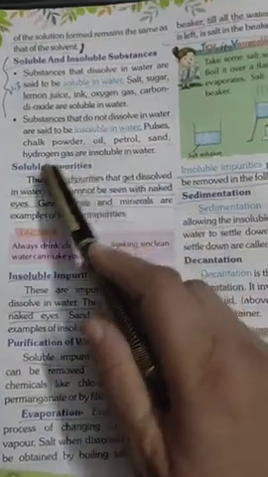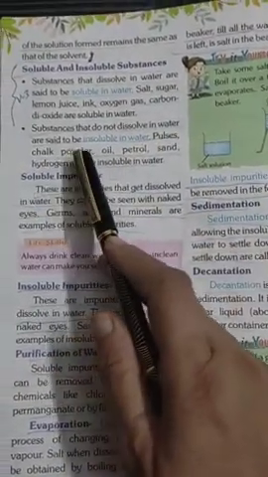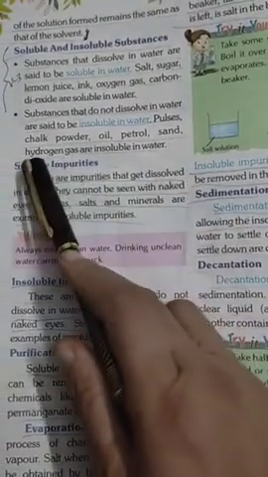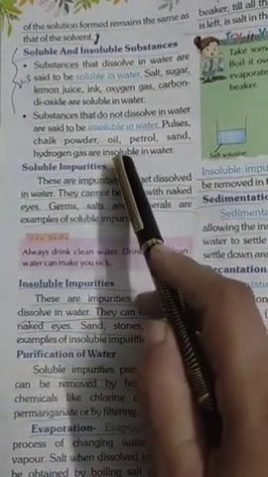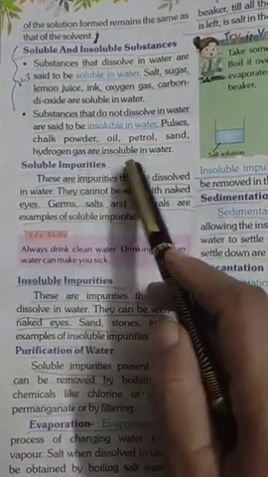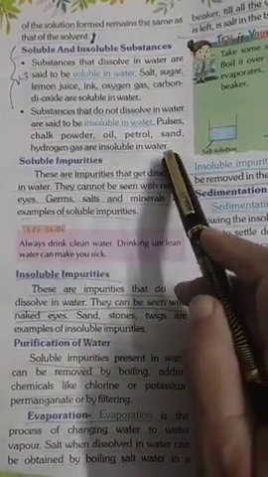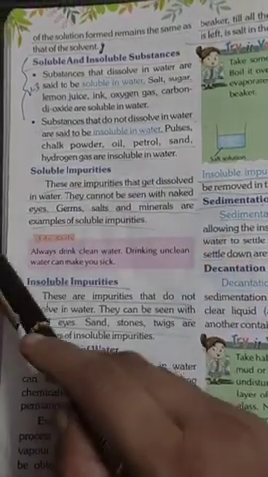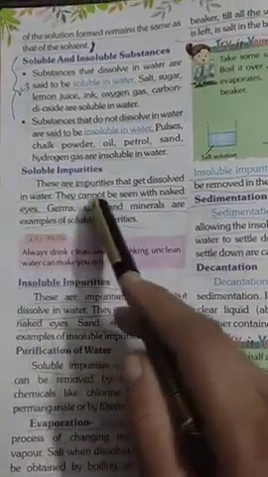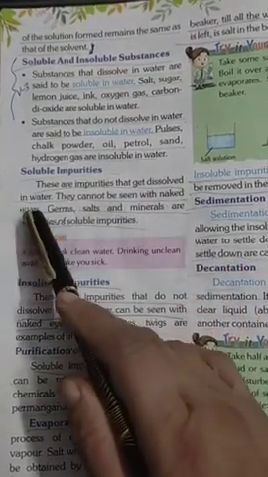And substances that do not dissolve in water are said to be insoluble in water. Pulses, chalk powder, oil, petrol, sand, hydrogen gas are insoluble in water. Clear? Now, soluble impurities. These are impurities that get dissolved in water.